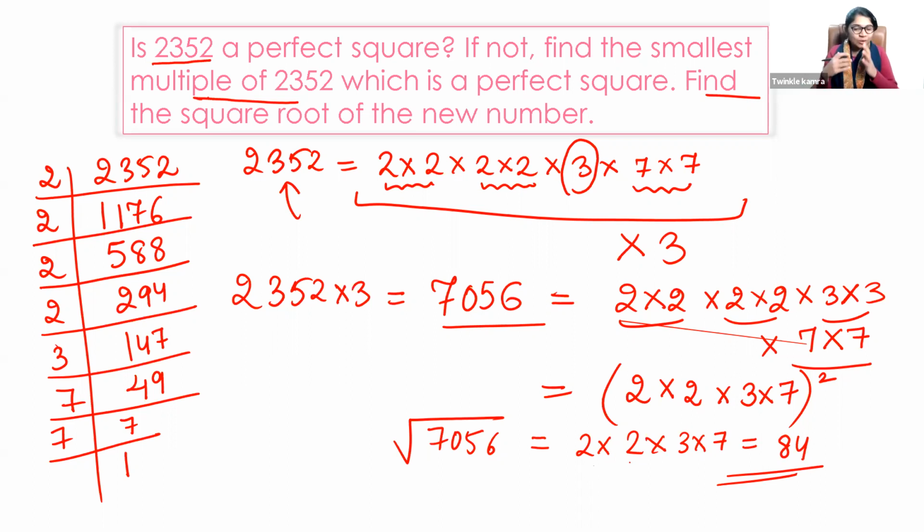So, understanding one thing, when they're asking what should be the multiple of 2352, that means I want some number by which to multiply 2352 so that I get a perfect square. So in this case, you are going to apply the prime factorization method only. I will have to prime factorize it to know which prime factor it needs, so that it becomes a perfect square.